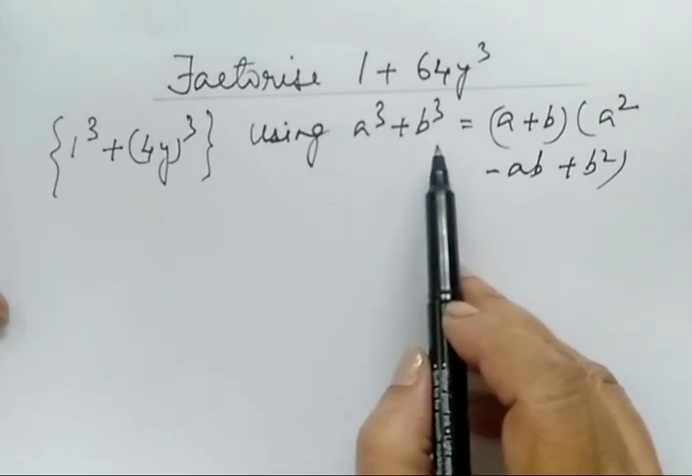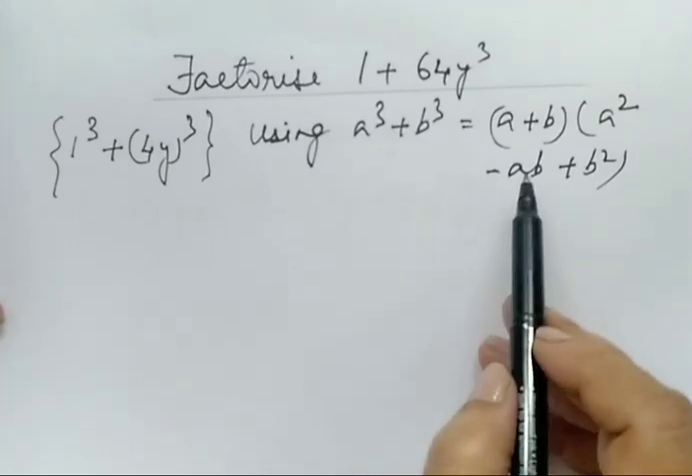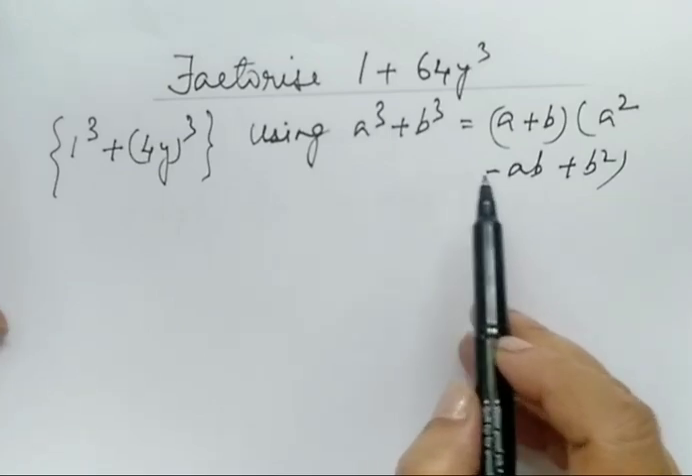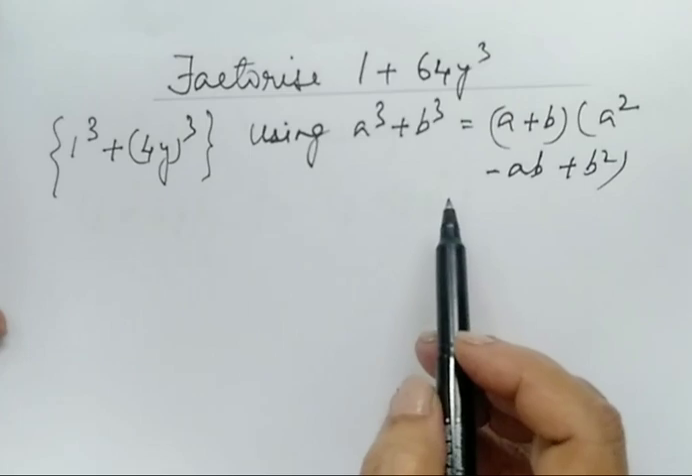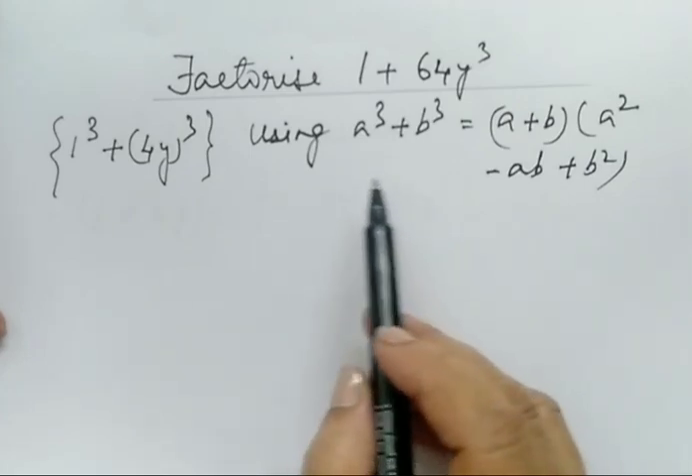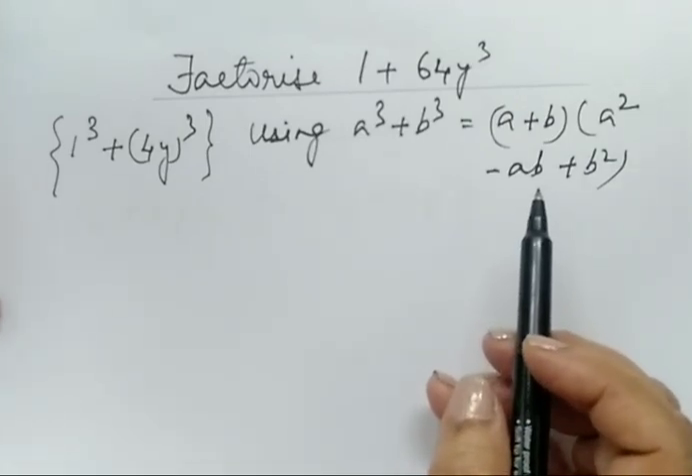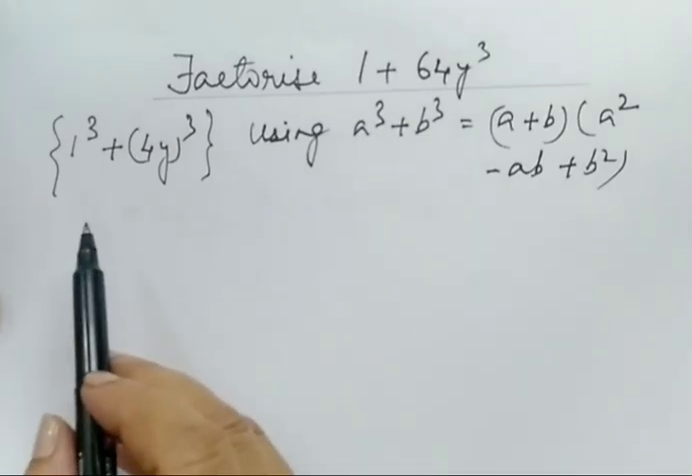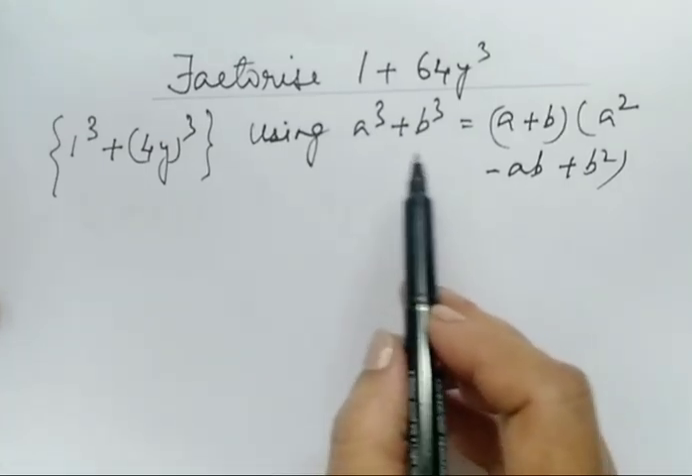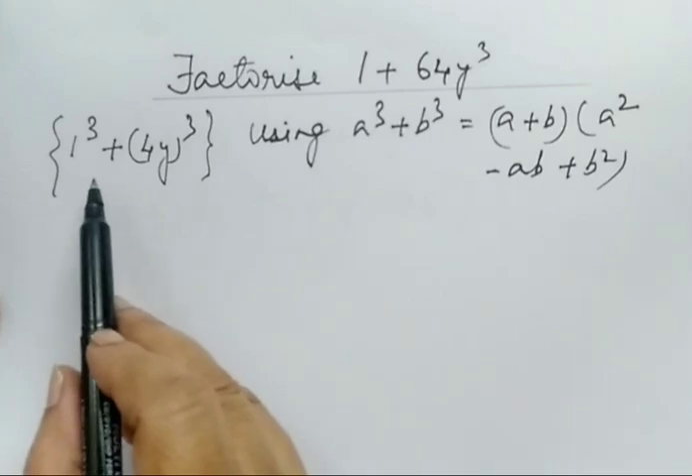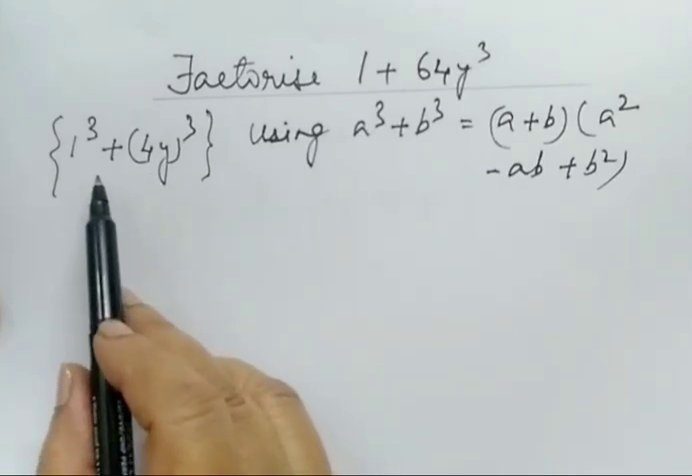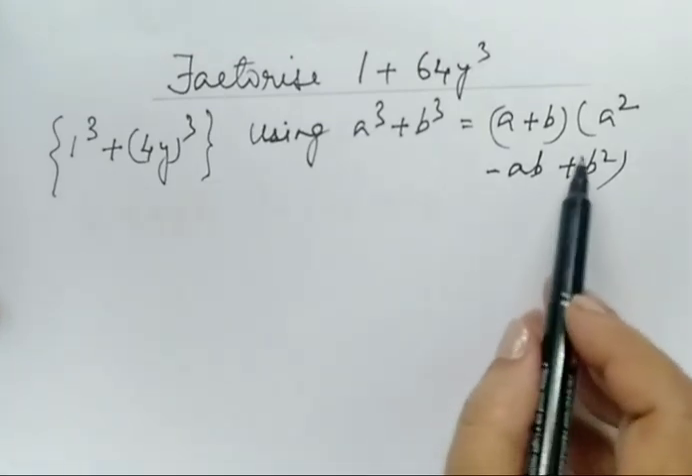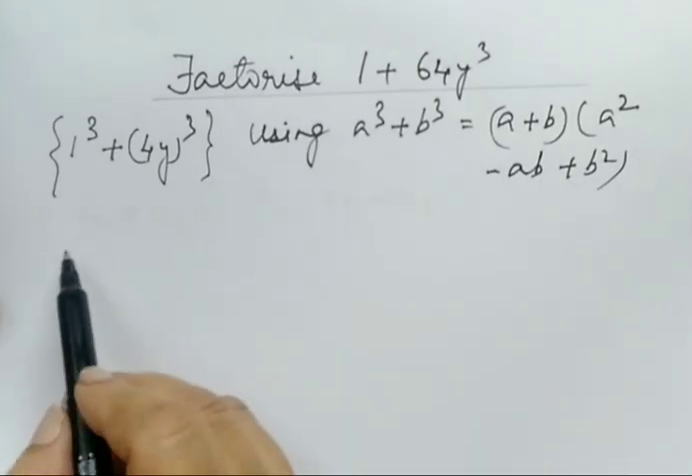So I have a detailed video on this. The entire playlist is on algebraic identities, the derivation, and also a number of sums based on them, so you can go and have a look. So here we have a cube plus b cube, which is matching with this, which means we can expand this in terms of this. So let's see how it comes out.